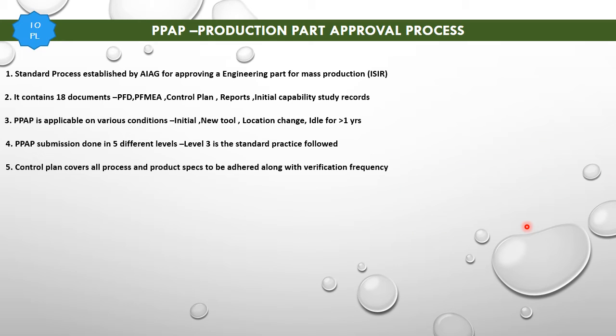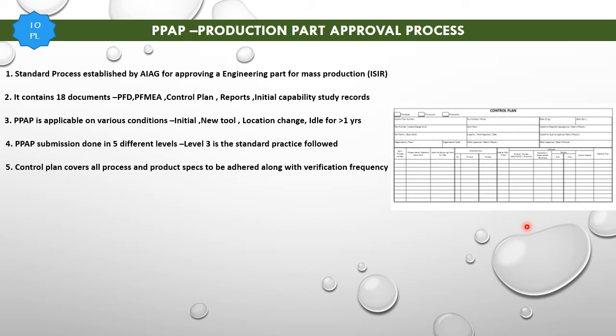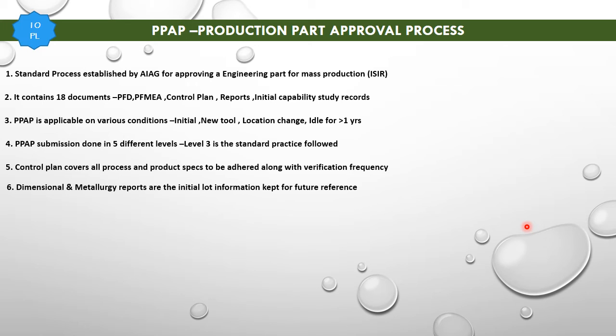The control plan is a critical and very major document of PPAP. It covers all process and product parameters, inspection methods and frequencies. It is the base for the future production process. Dimensional and metallurgy reports are attached to the PPAP documents. They will be the reference for the customer for any future failure or any future clarification requirements.